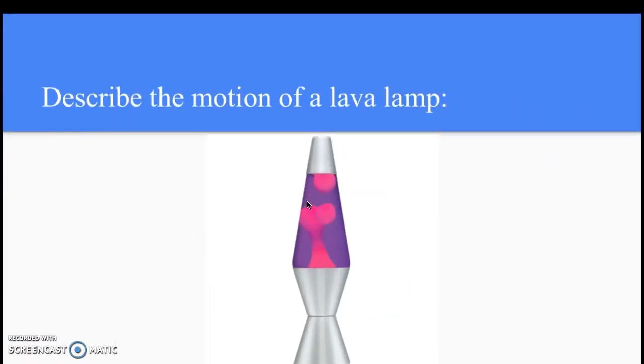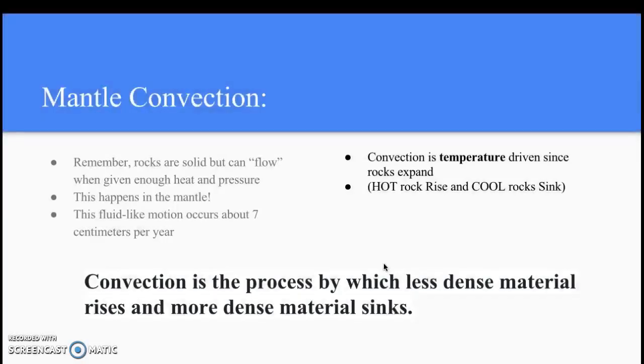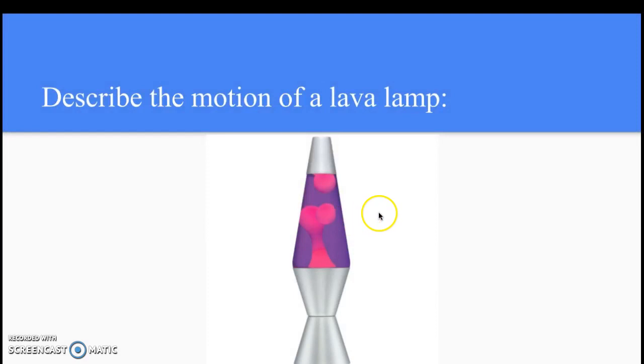Looking at a lava lamp, you can see that blobs move around at different rates. Some of them stay on the bottom, some stay to the top, some just float around. The reason for that is density. The definition of convection is the process by which less dense material rises and more dense material sinks. If we go back to the lava lamp, these are less dense, so they're going to go up, but then more dense materials sink at the bottom.